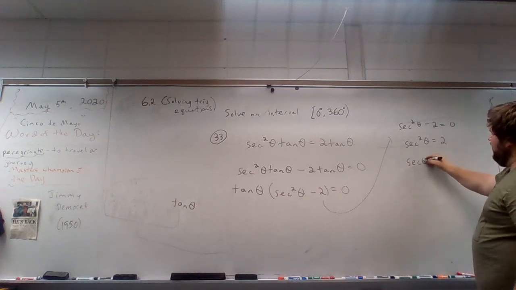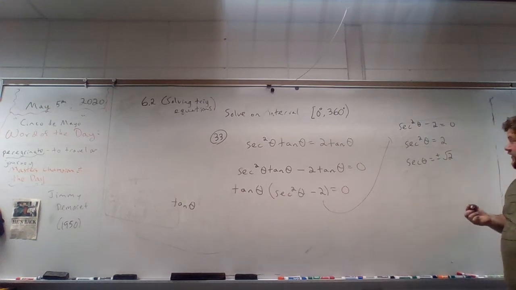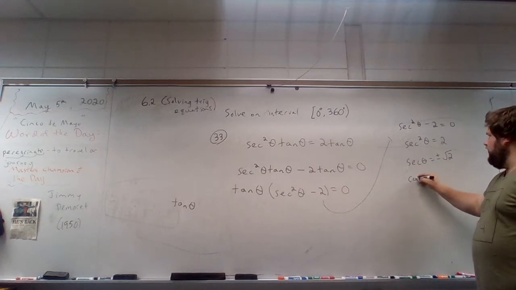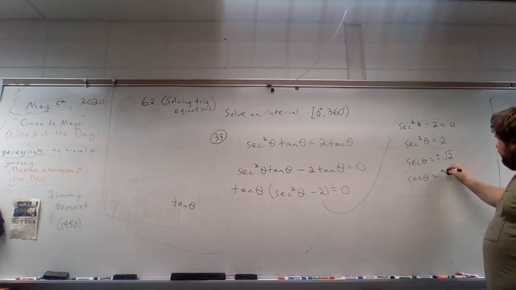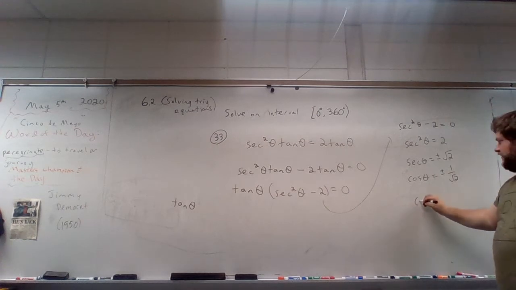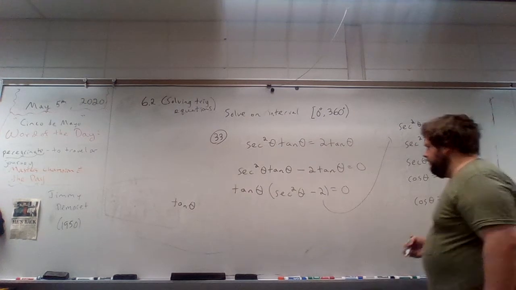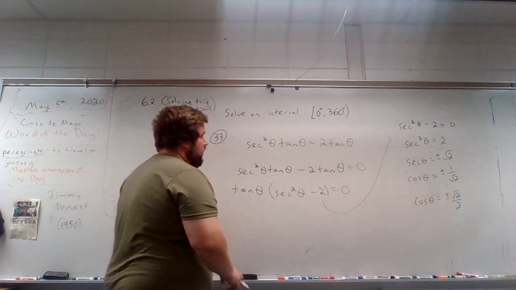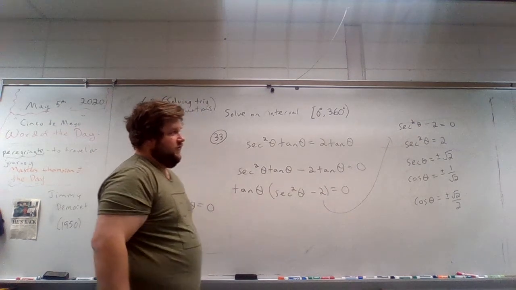So when I do that, I get secant theta, and this has got to be plus or minus root 2. There are two possibilities. Now, I wouldn't want to look at it like that. I would actually want to think about it as cosine theta, so the reciprocal, instead of thinking about it as secant. Cosine theta would be the reciprocal of this, plus or minus 1 over root 2. Of course, if I really rationalize that, cosine theta is equal to plus or minus root 2 over 2. Okay. And then I also have tangent theta could be 0 from this equation. All right.